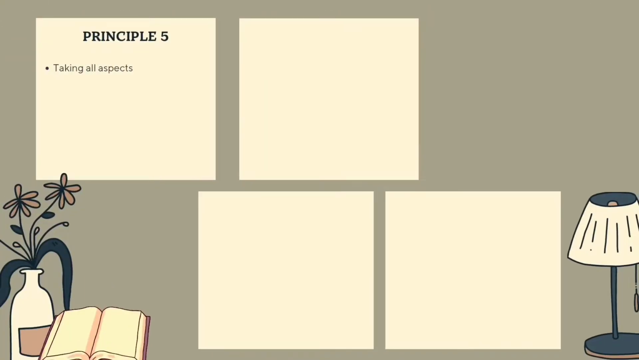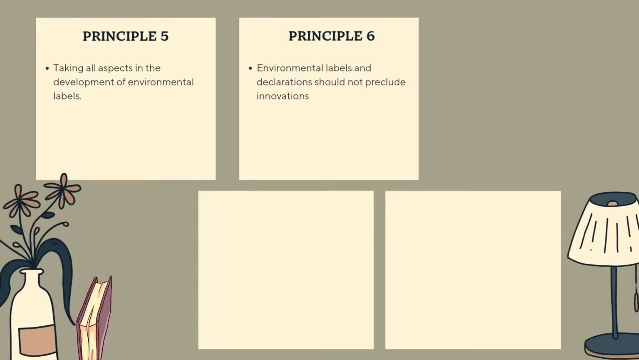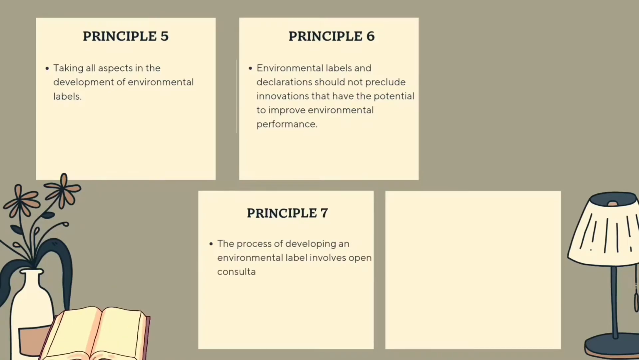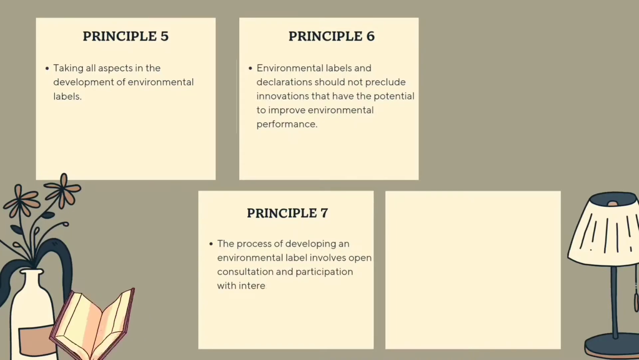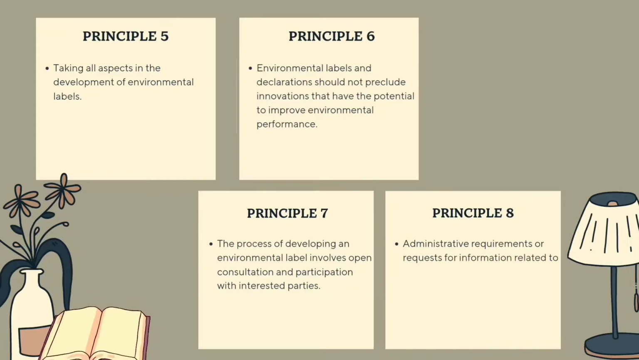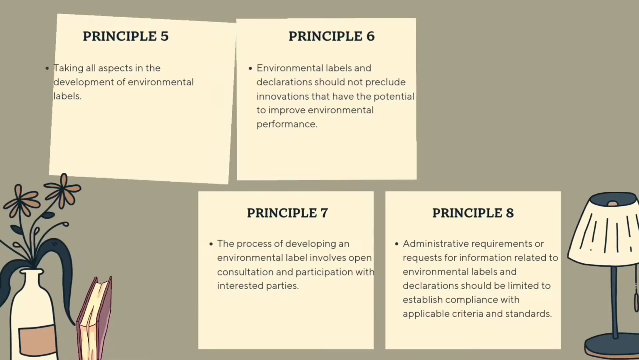The fifth principle is to take all aspects into account in the development of environmental labels. The sixth principle is that environmental labels and declarations should not preclude innovations that have the potential to improve environmental performance. The seventh principle is that the process of developing an environmental label involves open consultation and participation with interested parties. Lastly, administrative requirements or requests for information related to environmental labels and declarations should be limited to establishing compliance with applicable criteria and standards.